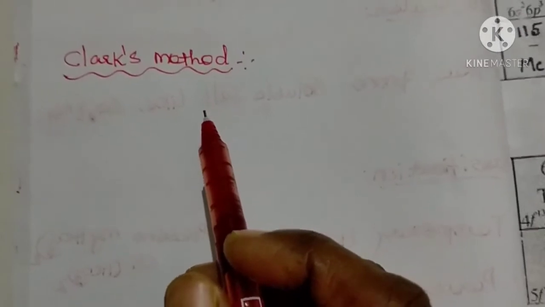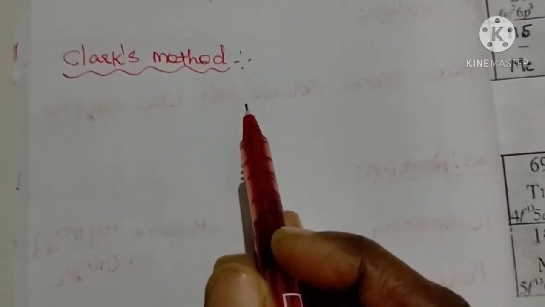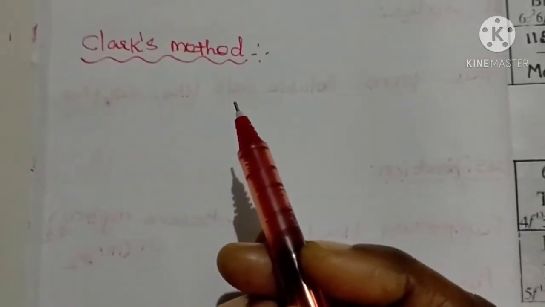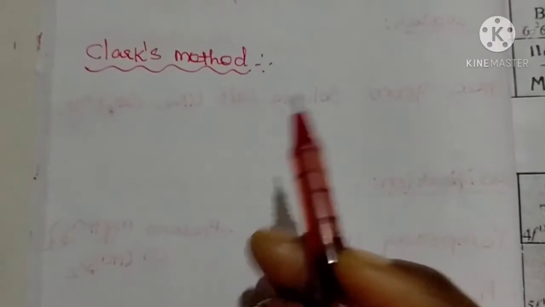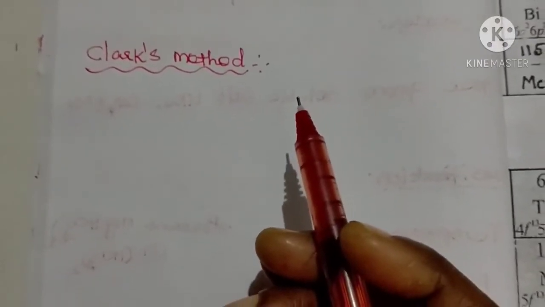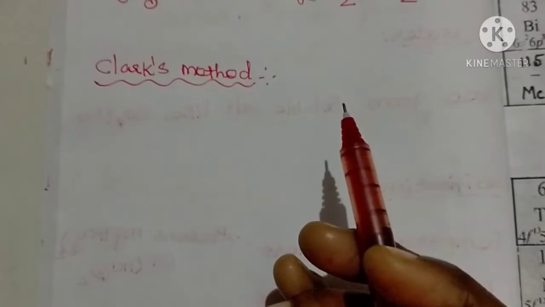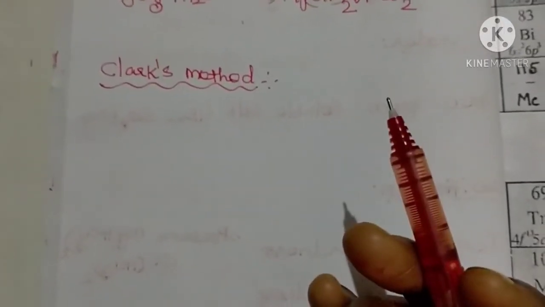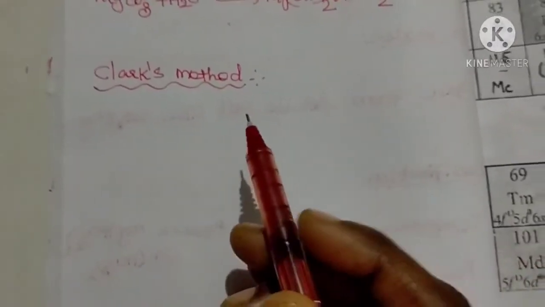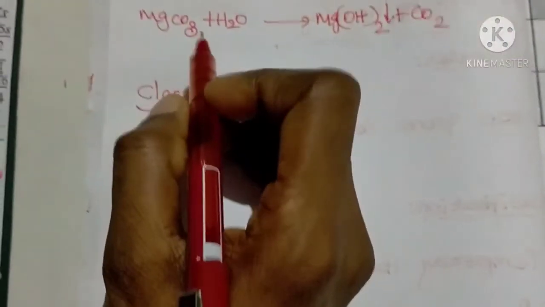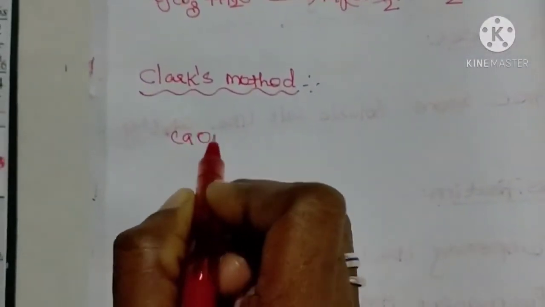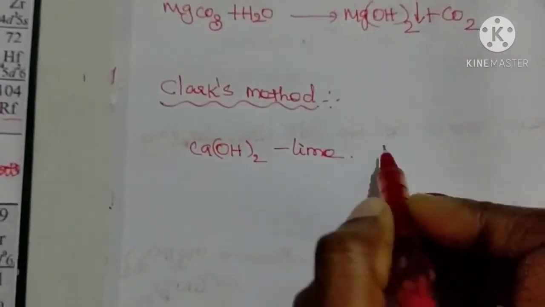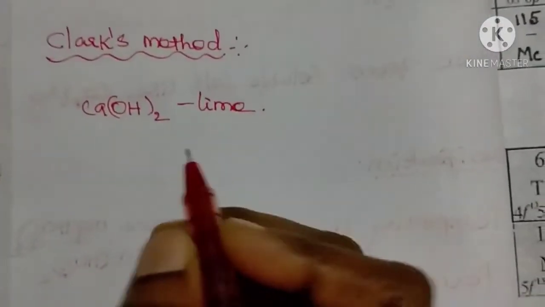Clark's method is the second method to remove the hardness of water from temporary hard water. So in this Clark's method, we treat the temporary hard water with a calculated amount of lime, and it removes the carbonates and hydroxides of magnesium and calcium. That means magnesium carbonate and calcium carbonate, then magnesium hydroxide, calcium hydroxide. Okay. So what is the formula of lime? Ca(OH)2. This is lime.